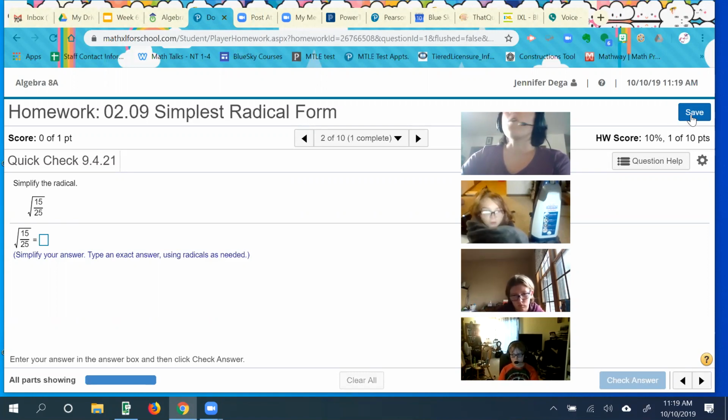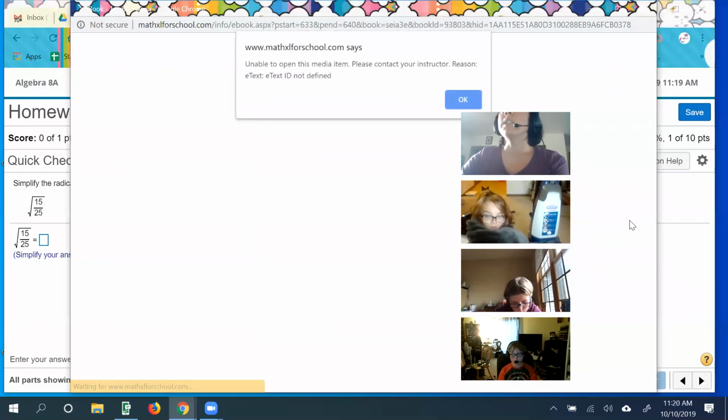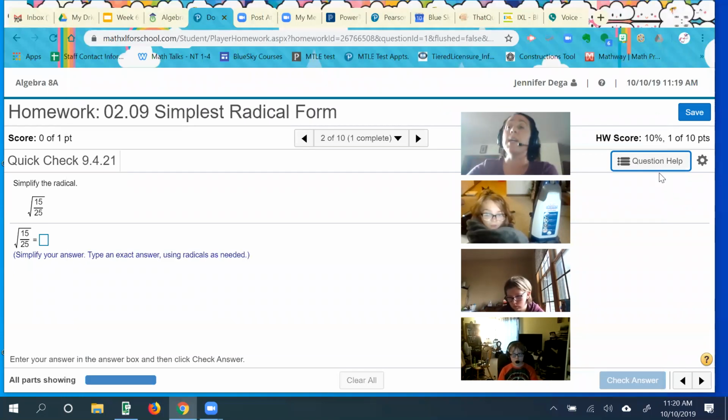Click save. Oh yeah, use the examples, Aiden. That's a good point. Go to question help. Look at all these things that can help you. You can do help me solve this. It walks you through the problem, but then it will give you a different one at the end. You can do view an example. You can look at your textbook, although I don't think that's set up right. I don't know what the issue is. I'm going to email Jim about that today because I've been having issues with that.